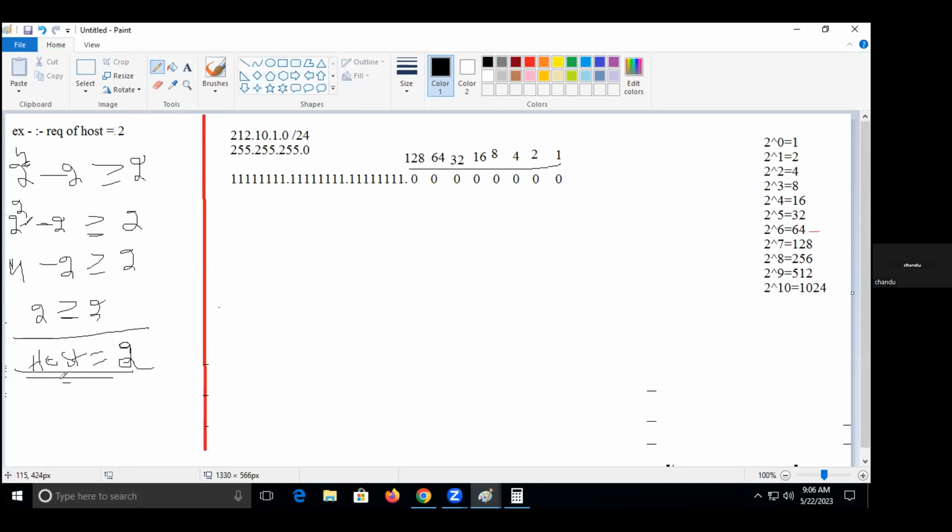But here the requirement says the host is 2. These 2 bits should be the host, and all of the others will be network.